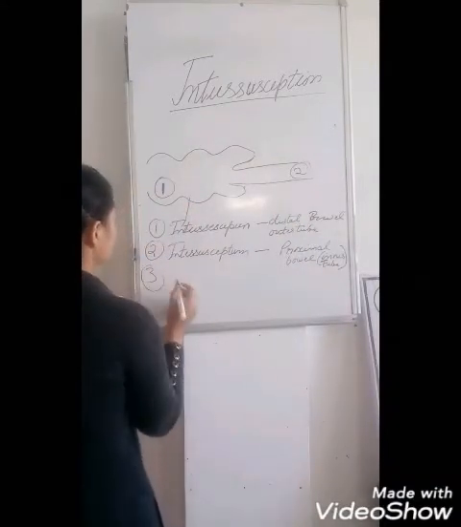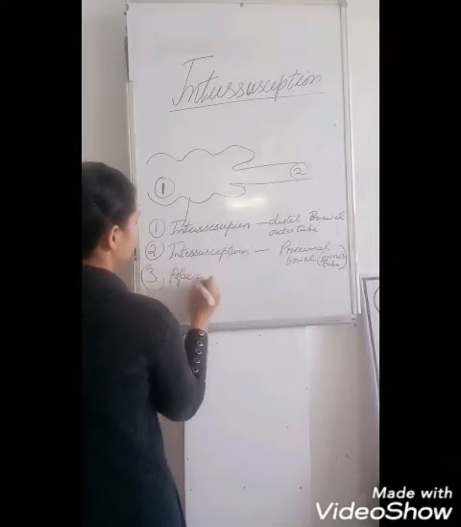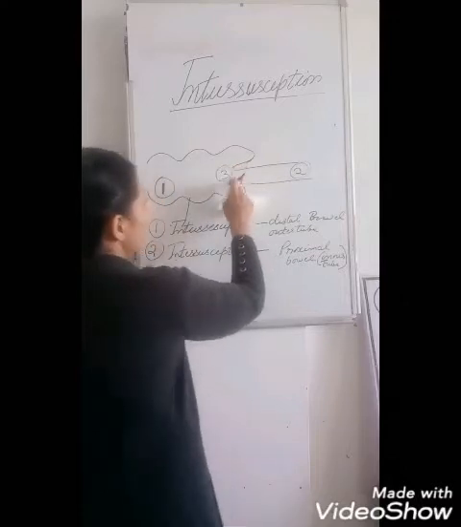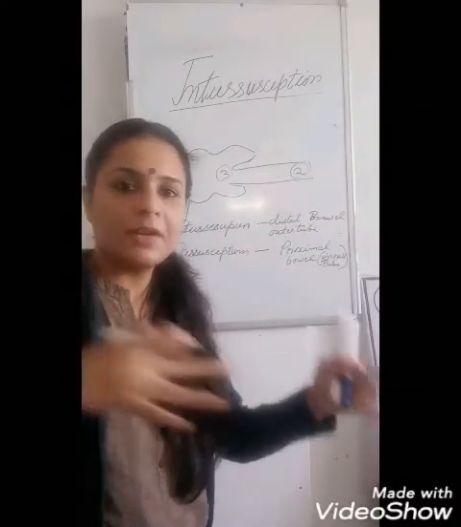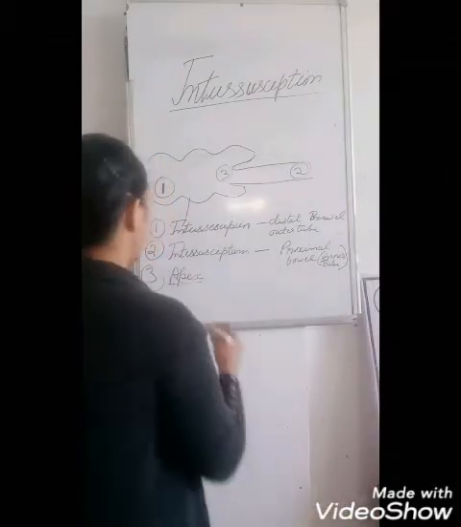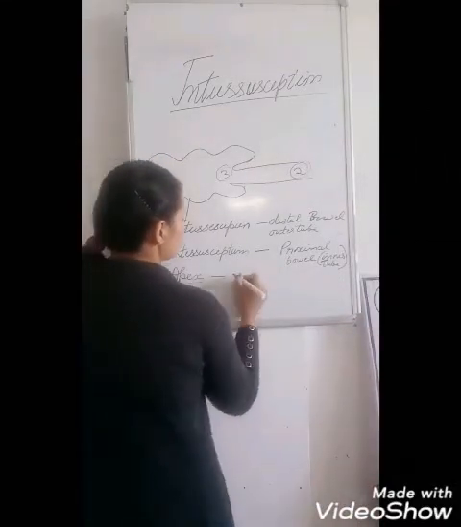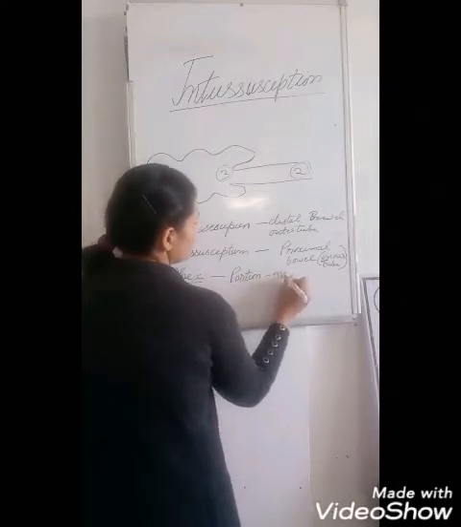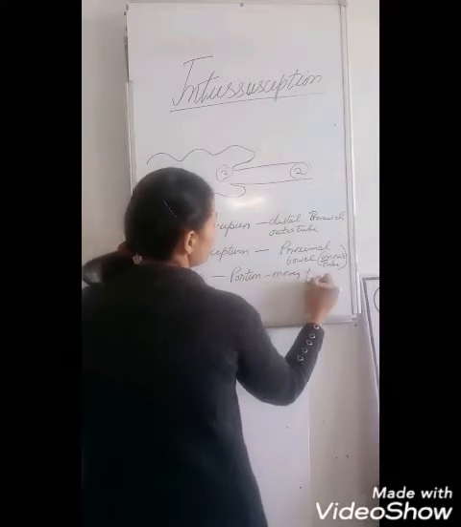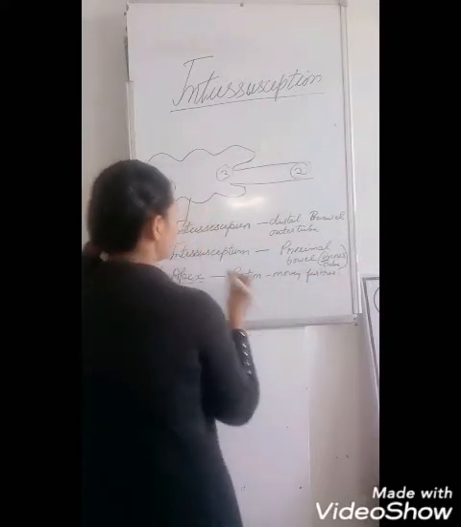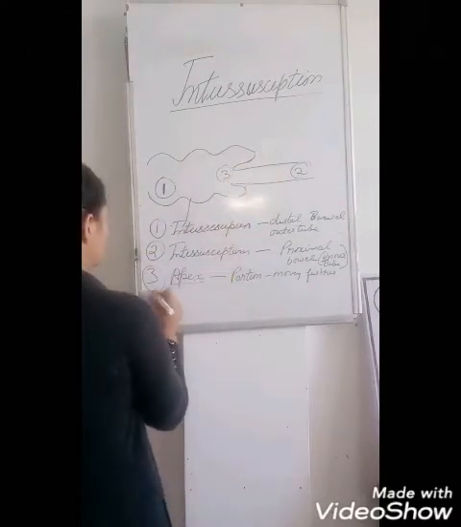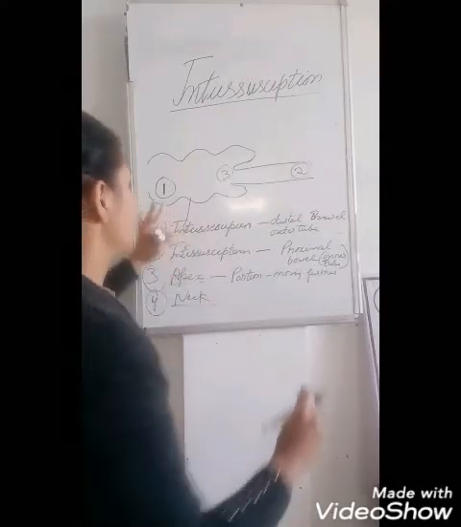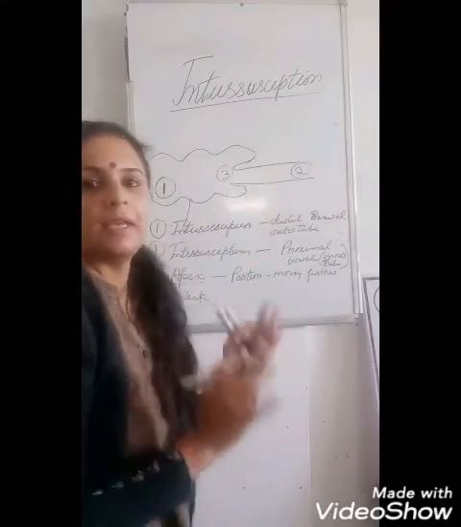Third is apex. So apex is this, the portion which is gaining entry or moving further, or approaching further. Now the neck of intussusception. These are the parts of intussusception. This whole is known as intussusception.